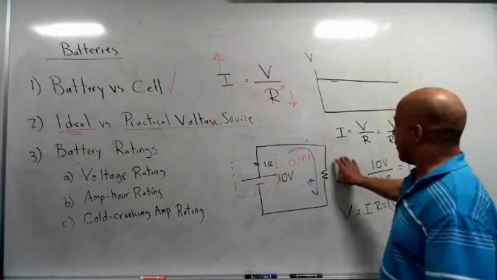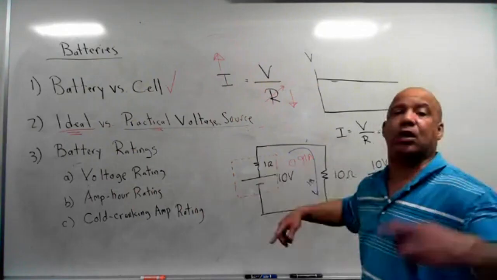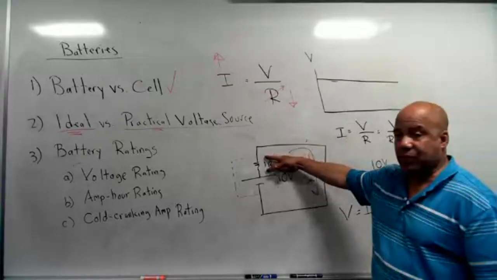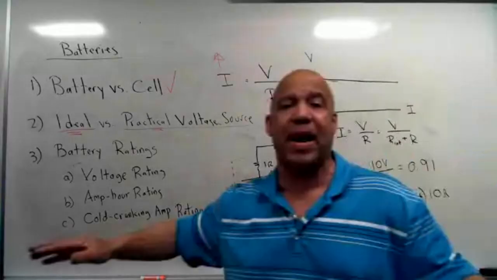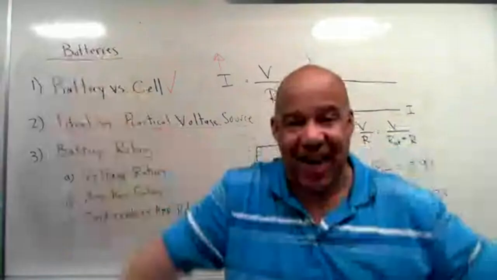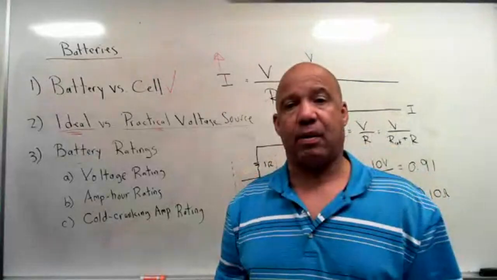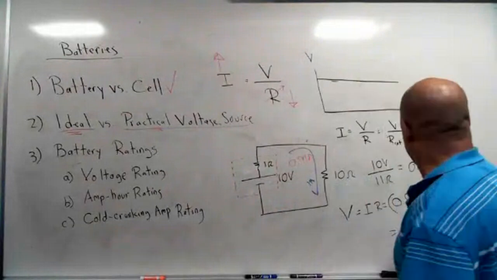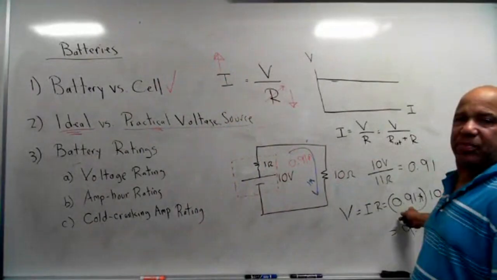So I'm not getting the 10 because I have internal resistance. I'm going to lose some voltage. I'm losing 0.9 volts across that resistance in there before it ever comes out of the battery. I'm losing voltage inside of the battery. Now, you might think to yourself, well, shoot, you're only talking about 0.9, but what's the big deal?